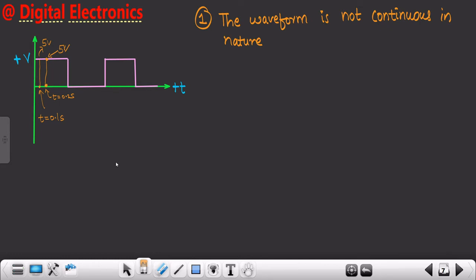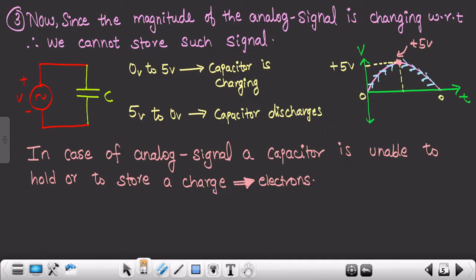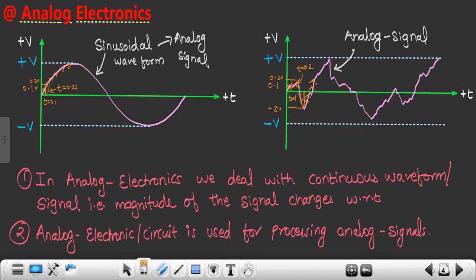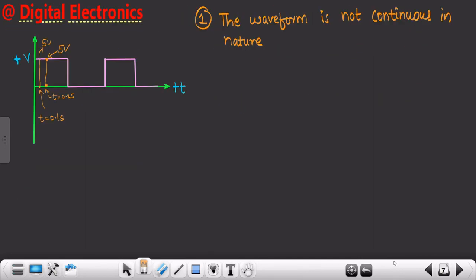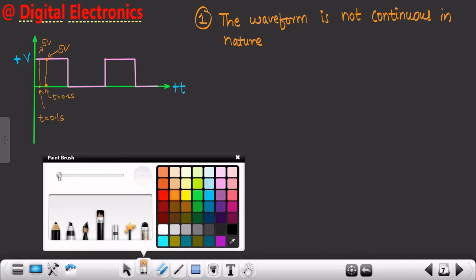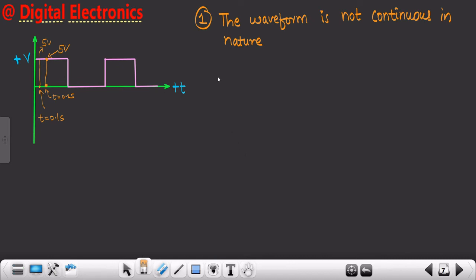Great. Moving to the next point, let me see what was the next point we discussed in analog electronics. As I told you, in digital we deal with a non-continuous waveform. Now moving further, we'll see how exactly we are able to store certain things when it comes to digital electronics. So let me increase the thickness of the pen. The second point is, just a second.